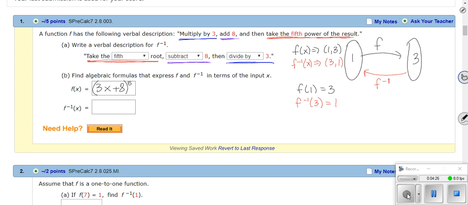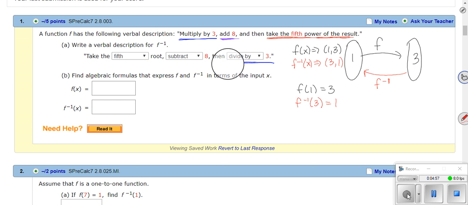Now, the inverse function, we're taking the 5th root, okay? So we're going to have a bunch of stuff here under the 5th root, where I take our variable, subtract 8, then divide by 3. So this would be x minus 8, all of that divided by 3. Okay, so original function, inverse function. Again, opposite operations in the reverse order. Hope that helps on the explanation of that one.